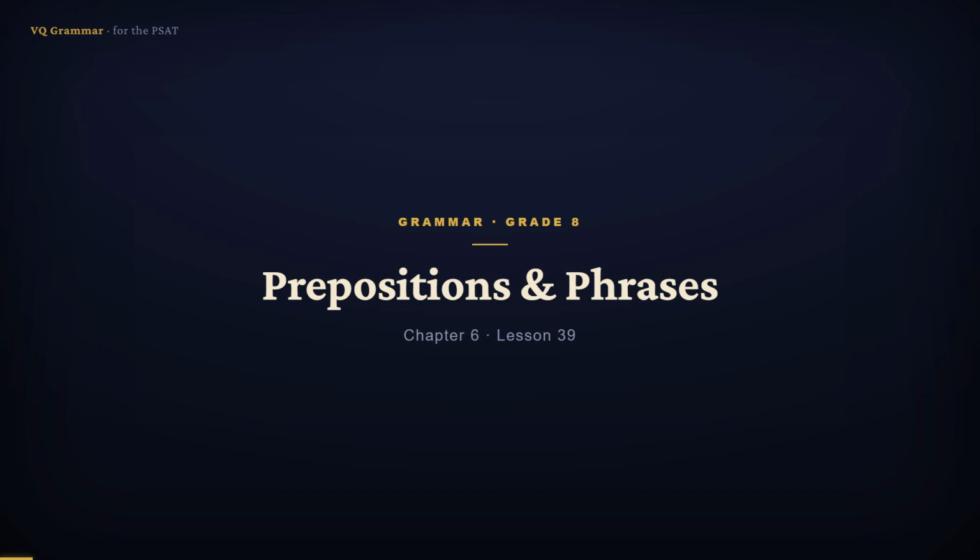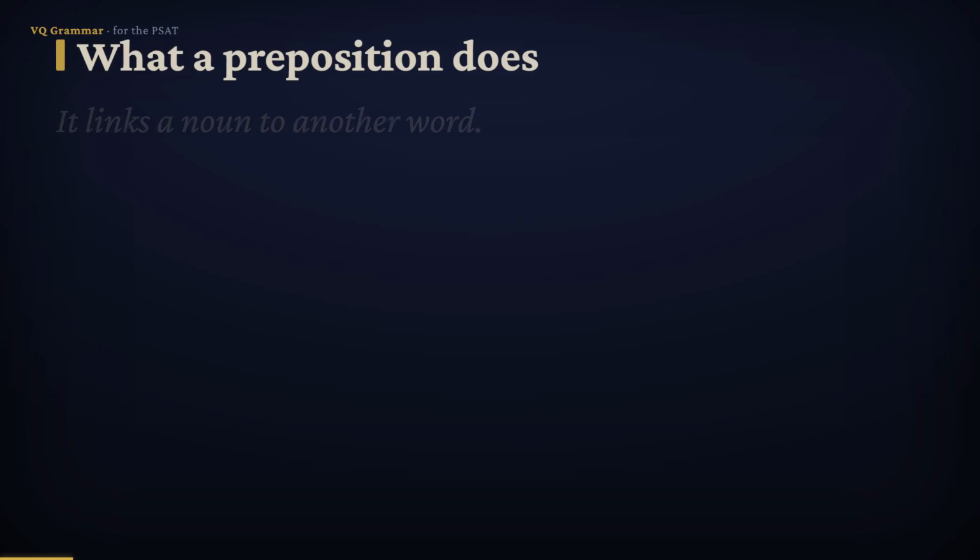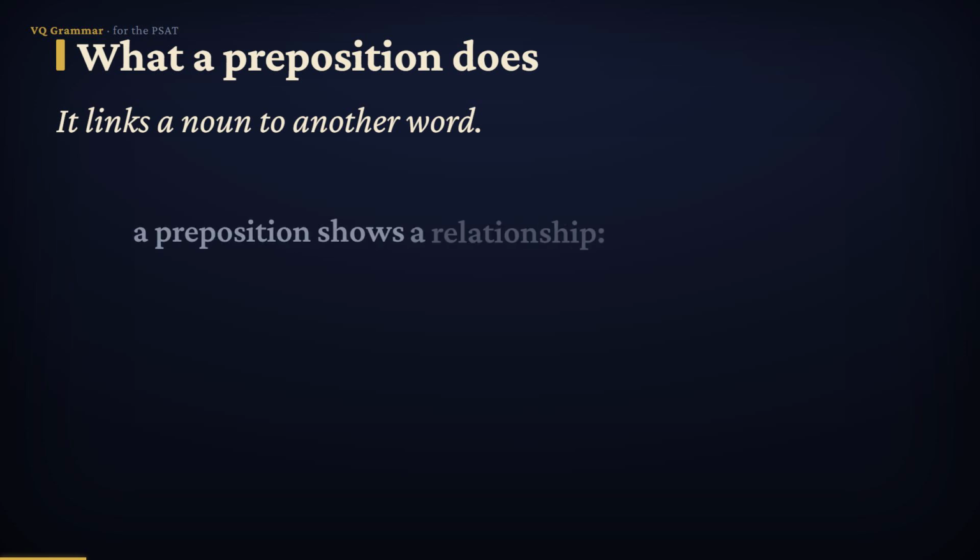A preposition is a small but mighty word. It shows the relationship between a noun or pronoun and another word in the sentence, often telling us where or when. Let's meet them. So, what does a preposition actually do? It shows a relationship between two things.